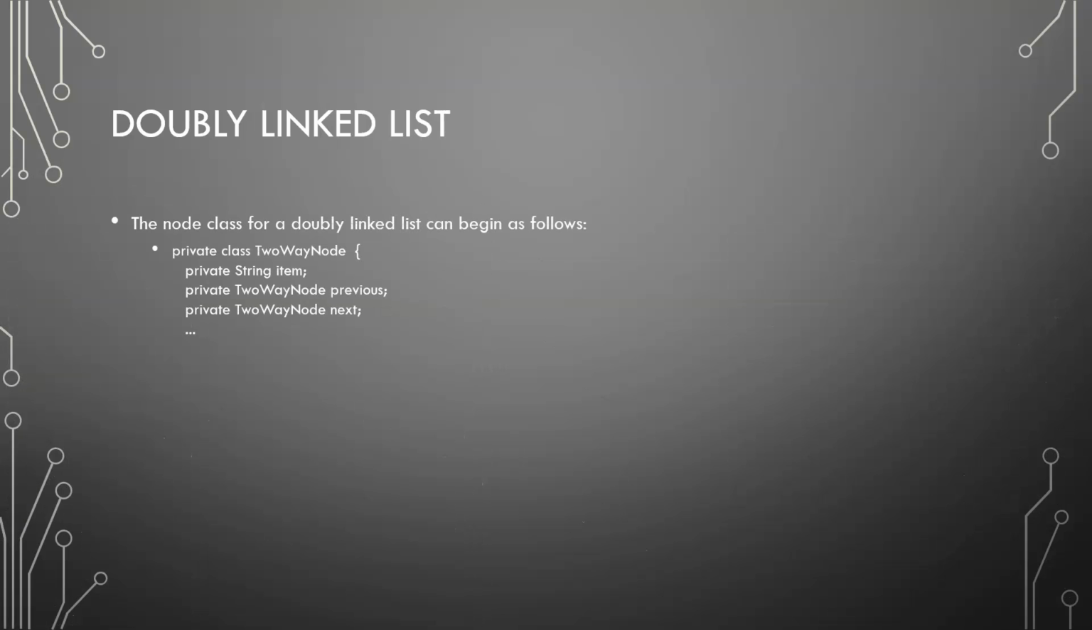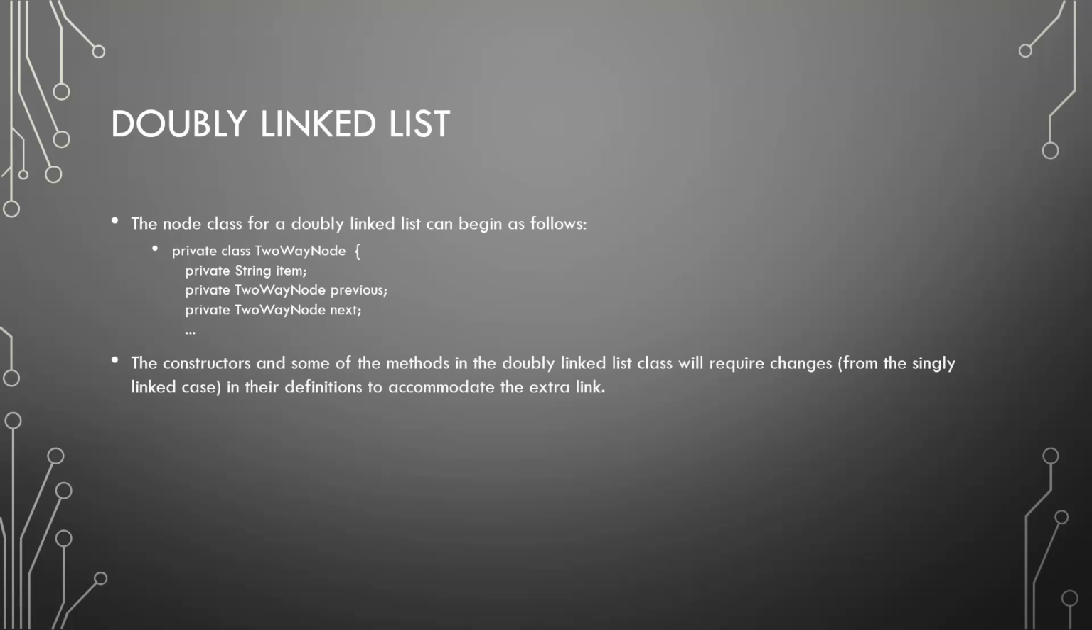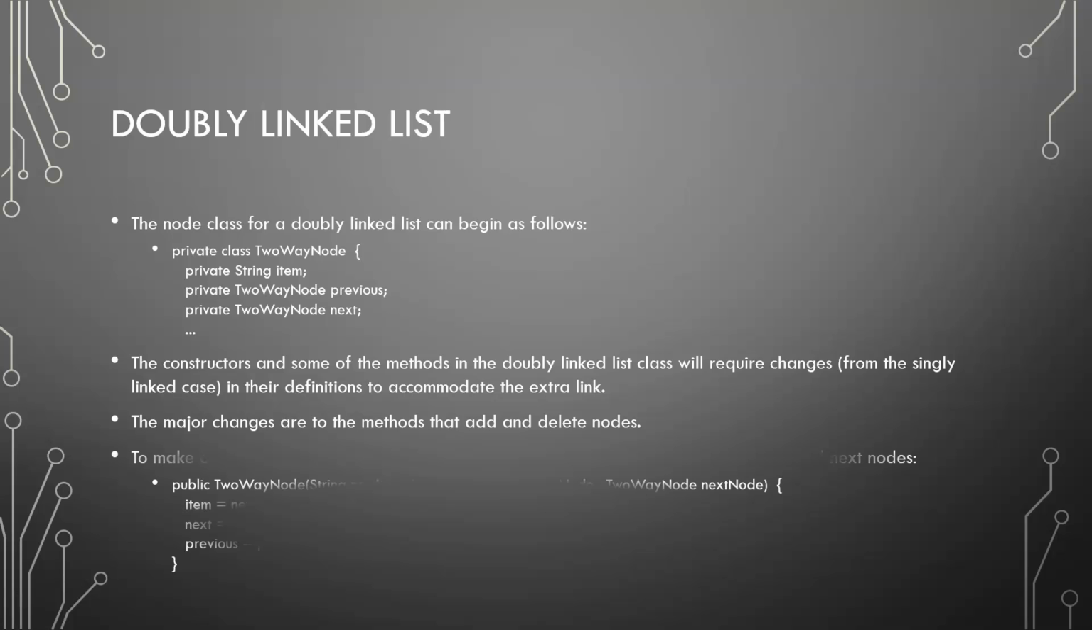The node class for a doubly linked list can begin as follows. Private class TwoWayNode, private String item, private TwoWayNode previous, private TwoWayNode next, and so on. The constructors and some of the methods within the doubly linked list class will require some changes from what we did with single linked lists in their definitions in order to accommodate that extra link. Now, the major changes, therefore, are to the methods that either add or delete nodes.